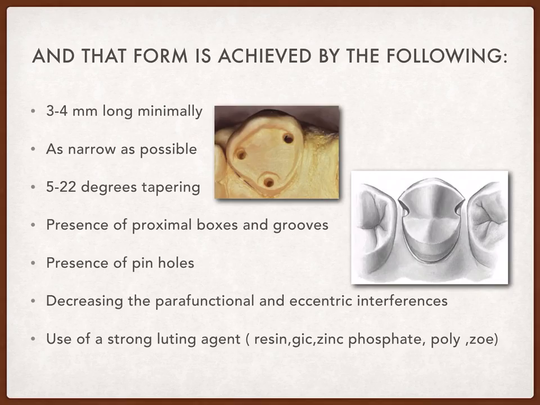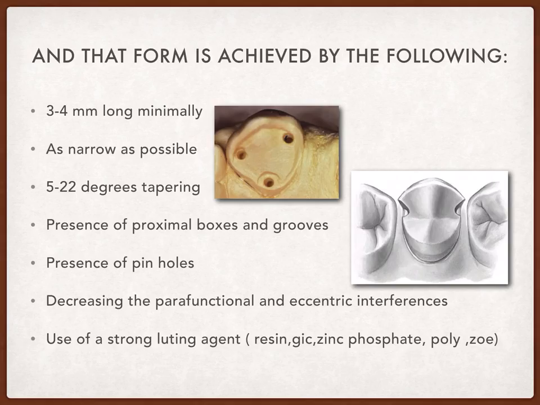Decrease the eccentric interferences by having the proper occlusion, by removing any high spots or anything like that, and decreasing the parafunctional habits by night guards or anything like that that will decrease the parafunctional habits. Finally, the use of a strong luting agent.